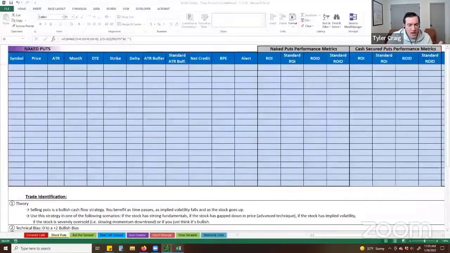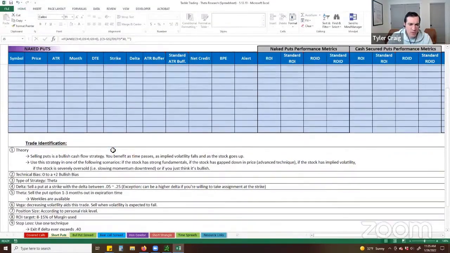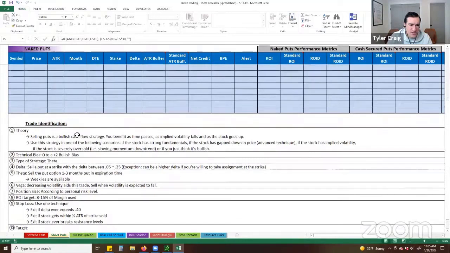So the other thing that's cool about the spreadsheet, particularly as you're learning a strategy, is it reminds you at the bottom, what is this short put strategy? What's the theory behind the trade? What's my bias? What kind of trade is it? How do I know what delta to sell? What's my delta rule? What's my theta rule? All of that. So essentially, we want to sell a put that has a delta between maybe 25 on the high end, 5 on the low end.